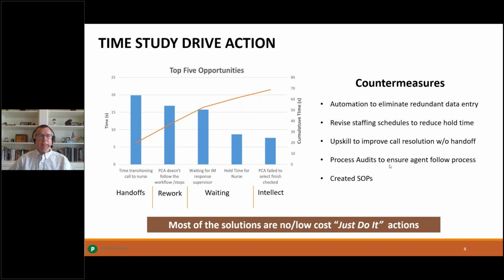So as you can see, the opportunities generally don't rely on a lot of complicated, expensive countermeasures to resolve. Most of them are just do it actions and can be done easily by your operations folks.